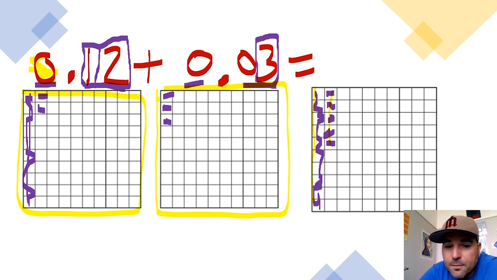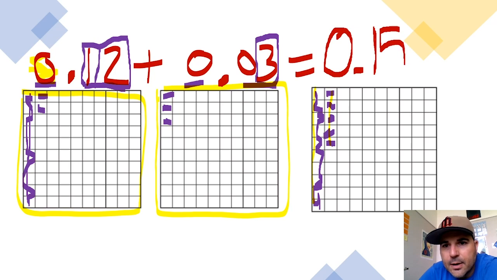Now I have to be careful when I go to write it, because I do not have a full square. So I still have 0 whole squares. But what I do have is one row of 10 and 5 little squares. That tells us that our combined total, or the sum, is 0 and 15 hundredths. Let's take a look at another problem.